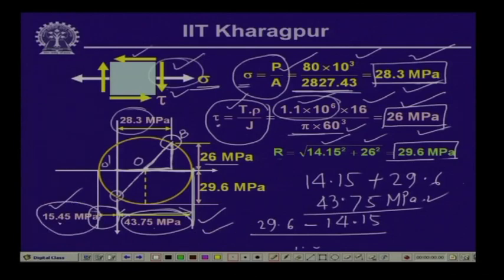The maximum compressive stress that is occurring is 15.45 MPa, and the maximum value of the in-plane shearing stress that is occurring, which is the radius of the Mohr circle, is equal to 29.6 megapascal. So, these are the values which we wanted. As you can see, because of the action of the axial pull of 80 kilonewton and a twisting moment of 1.1 kilonewton meter, the point A on the surface of this bar is subjected to a tensile stress equal to 43.75 megapascal and an in-plane shear stress equal to 29.6 megapascal.